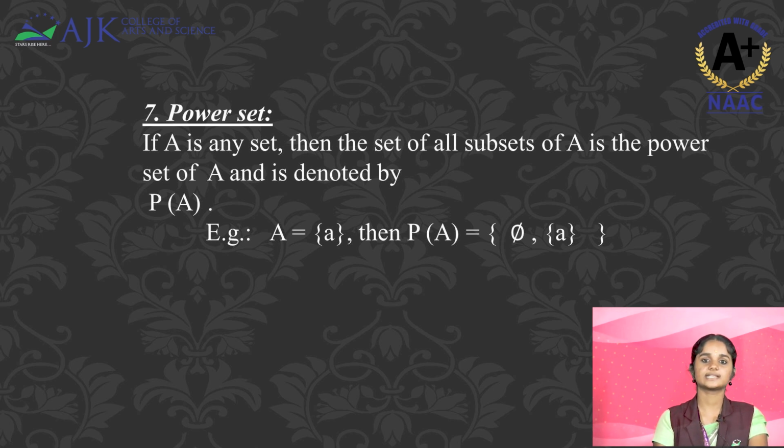Next, we are going to see the universal set. The set of all sets under consideration is called the universal set, and it is denoted by a capital U. For example, the set of all points in a plane forms a universal set.